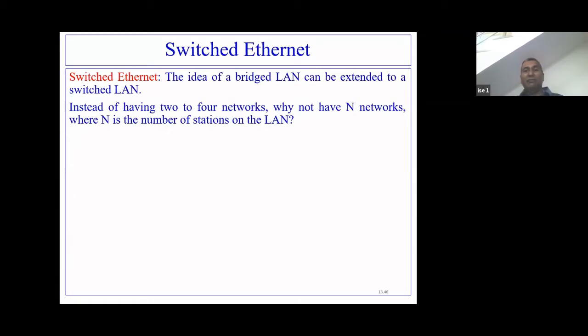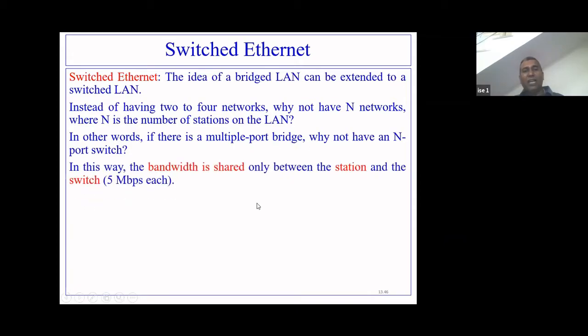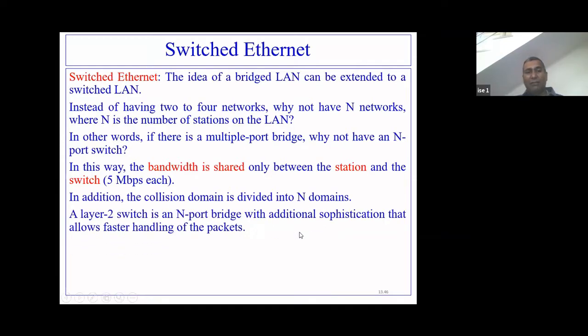If a switch is to have 10 different domains, so many ports should be there connected to the switch. So switched Ethernet was very advantageous. It was a multiple port bridge kind of thing, an N port switch. Bandwidth is shared only between the station and the switch. You got the idea? So each station gets its own 10 Mbps, and the collision domain is divided into N domains.